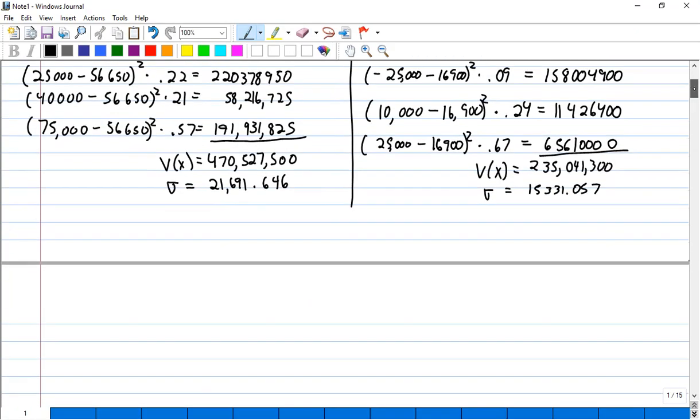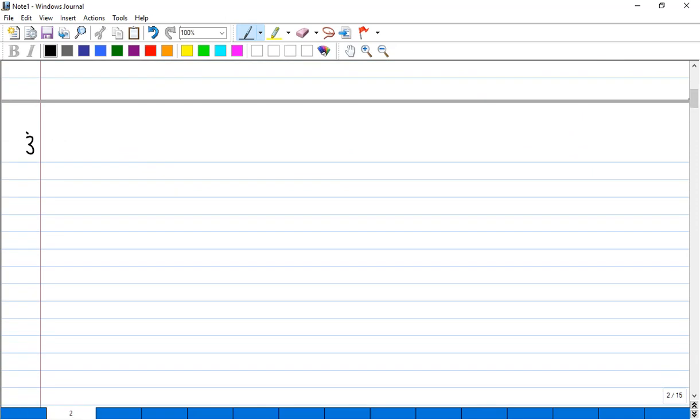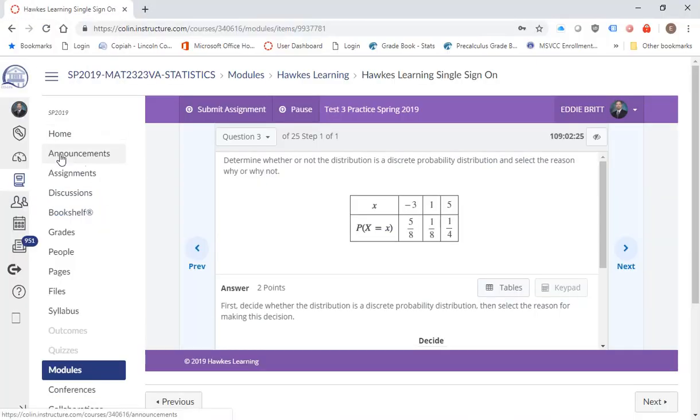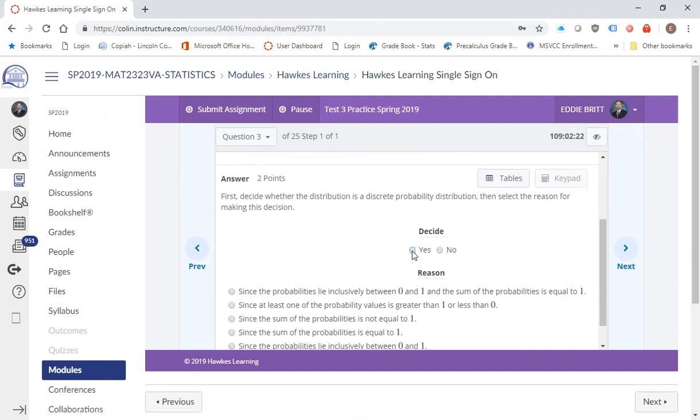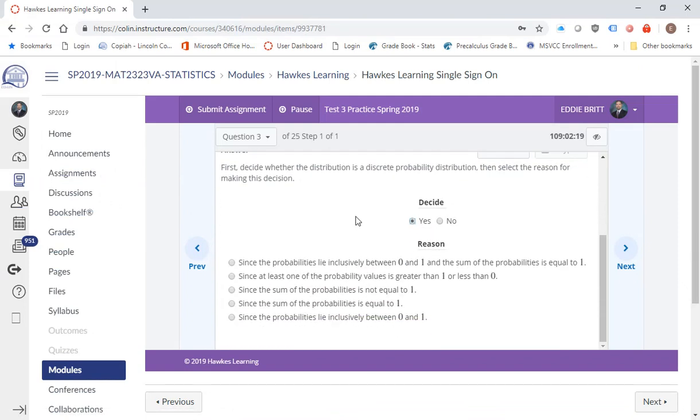So all I need to do is add these probabilities together and make sure that I get 1. So I have 5/8, 1/8, and 1/4. So I just need to get a common denominator of 8. So 1/4 is 2/8. So that's 5 plus 1 is 6 plus 2 is 8. So that's 8 over 8, or 1. So yes, this is a discrete probability distribution.